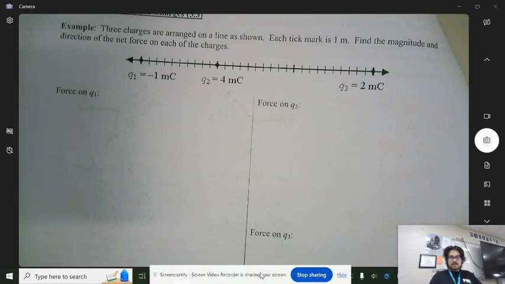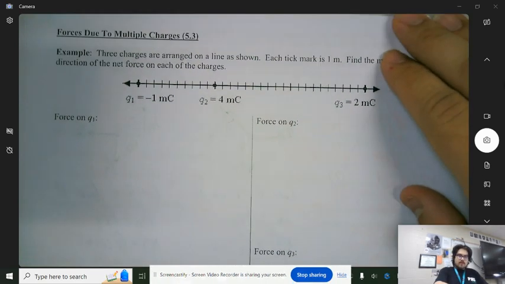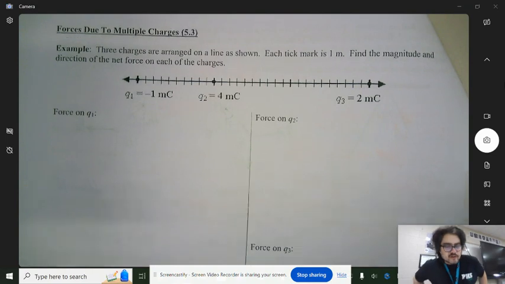All right, here we go. Section 4, forces due to multiple charges.